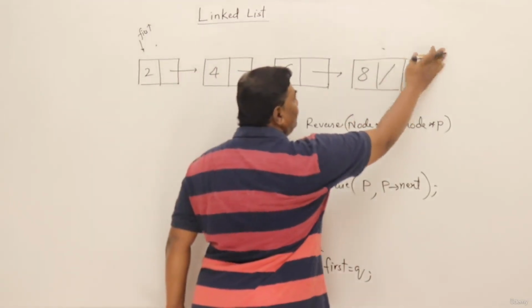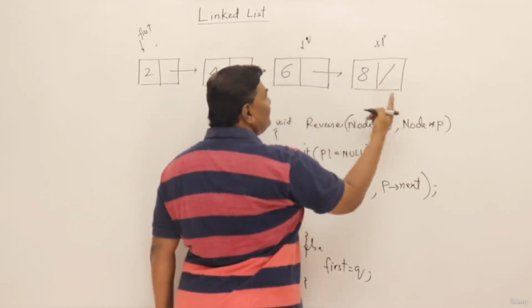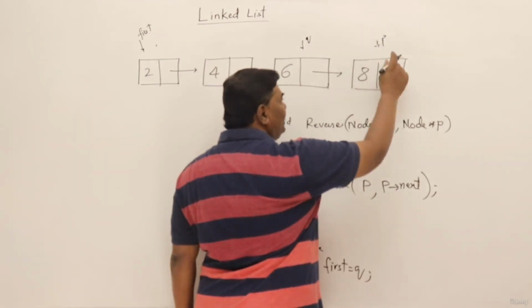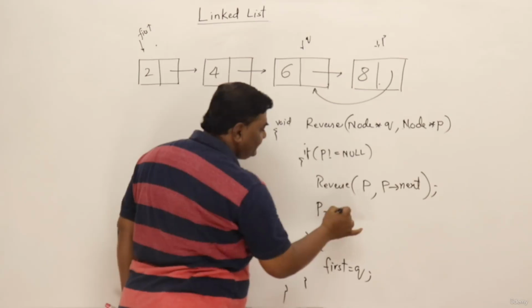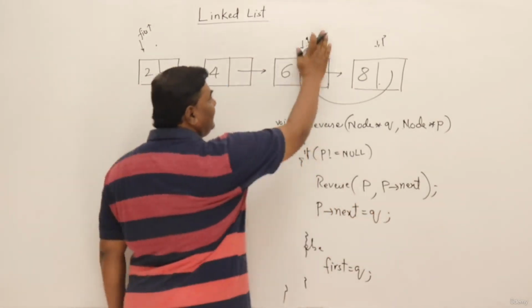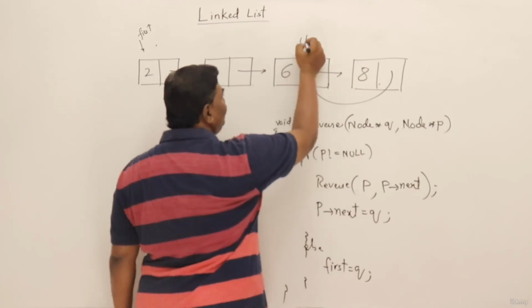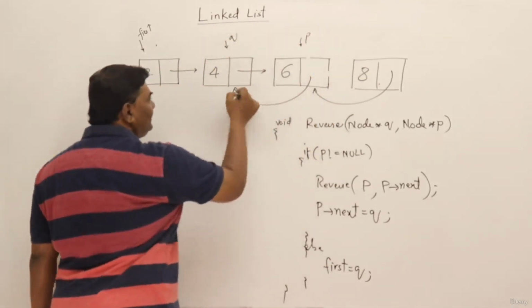While returning, the first time P will be here and Q will be here. So while returning, what should I do? P's next should point on Q. That's all. Then again it will return, so P will be here and Q will be here, and P's next will point on Q.